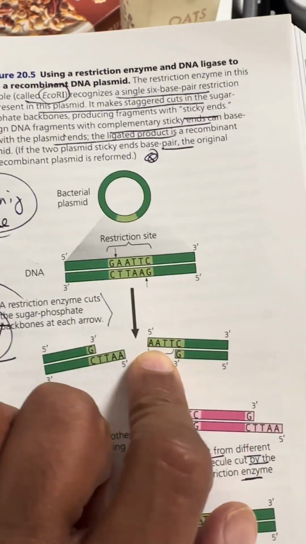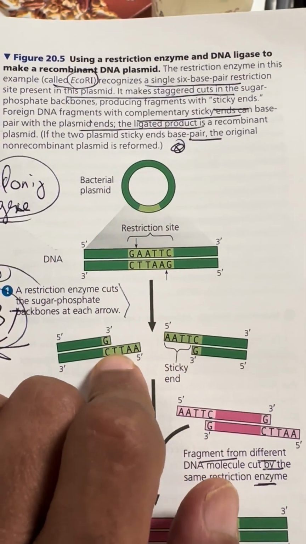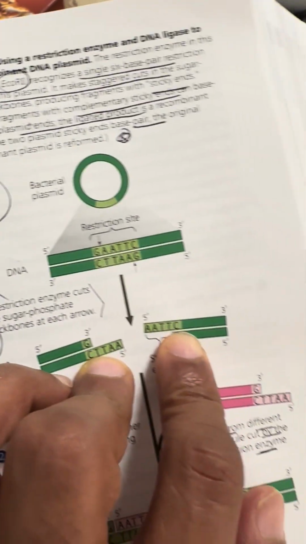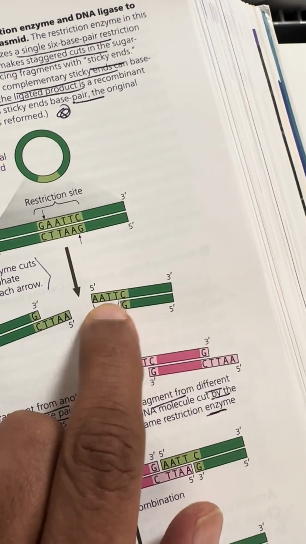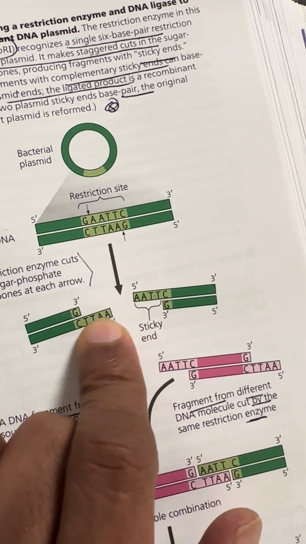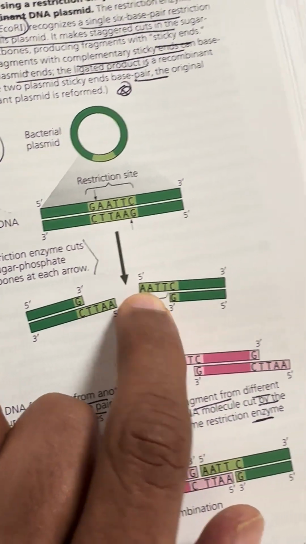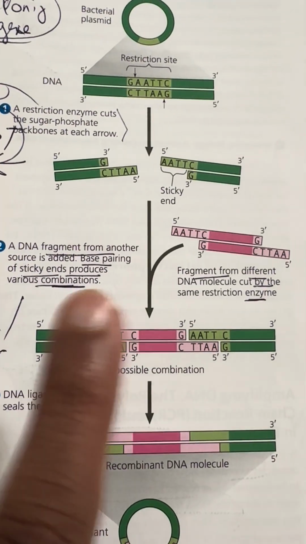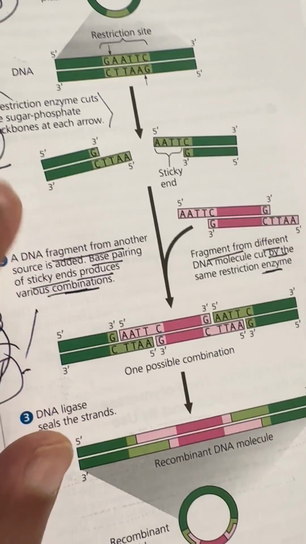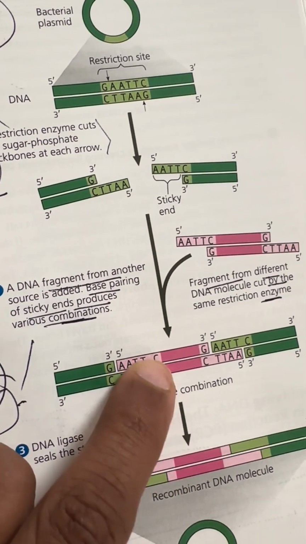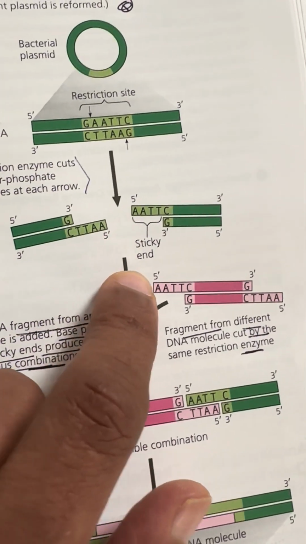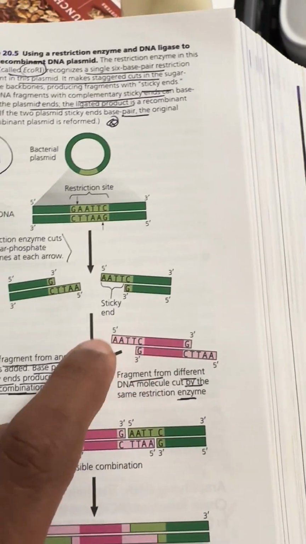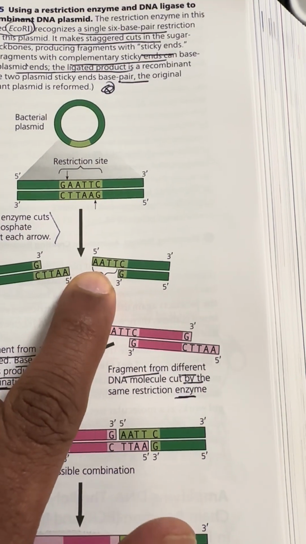When it cuts at the G and the A on each strand, it turns out that you now have sticky ends. And what are sticky ends? Sticky ends are the part that's hanging out here. That's really important. Sticky ends mean that you can take this segment and attach it anywhere else that has the same matching sticky end.